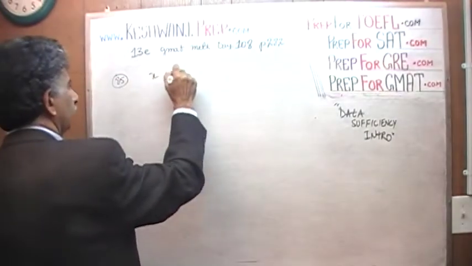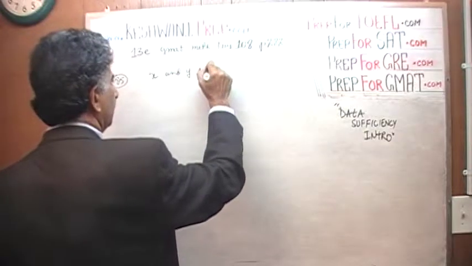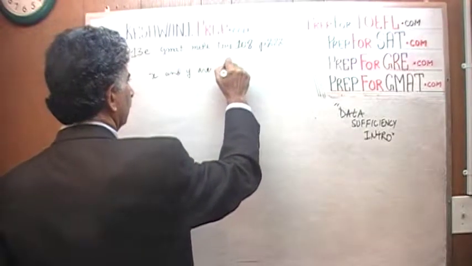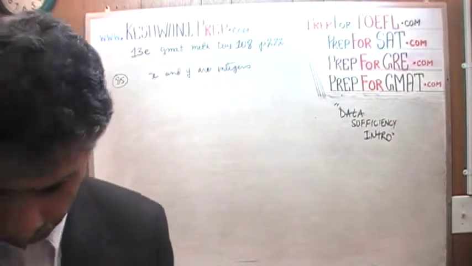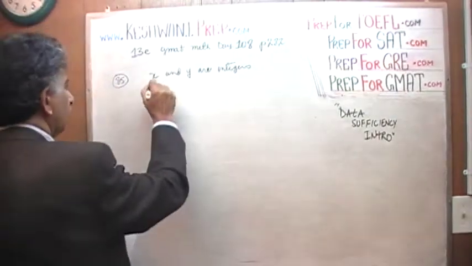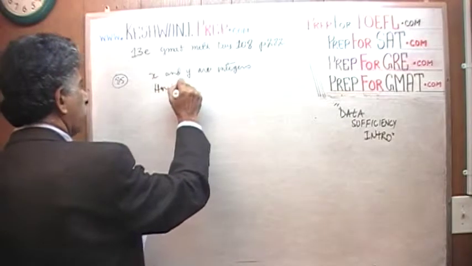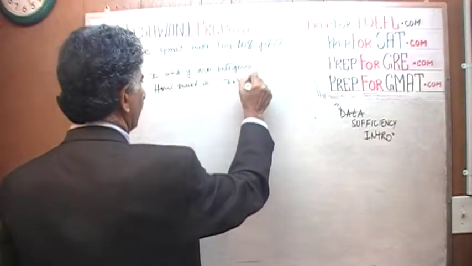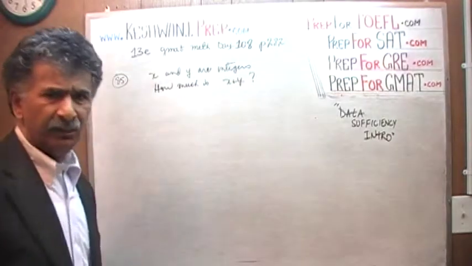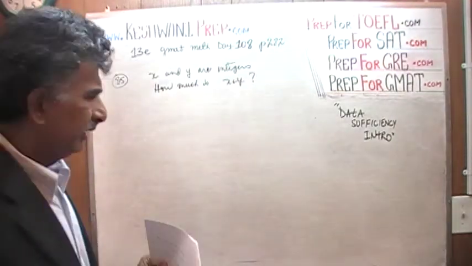X and y are integers. The question simply is, how much is x plus y? This is a very silly question, a very simple question, a very babyish question.